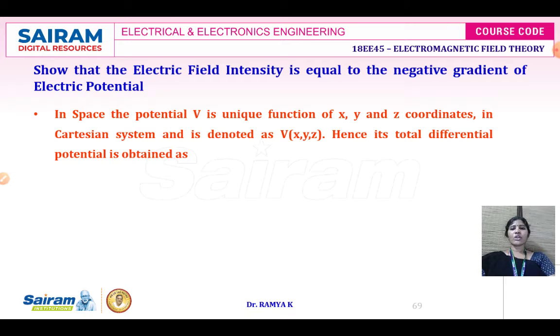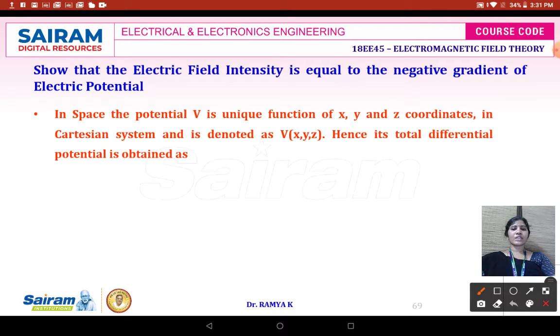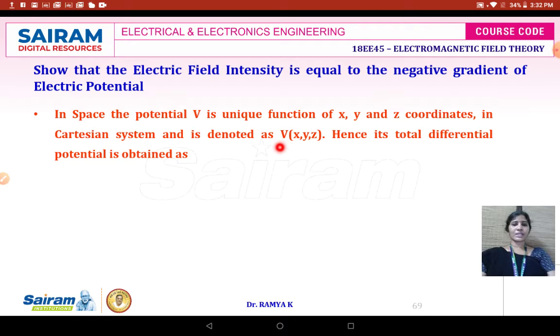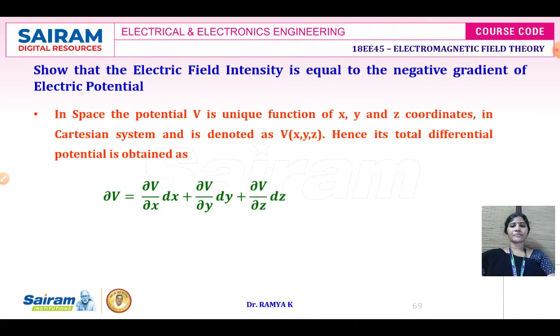of electric potential, or they will ask to derive the expression E is equal to minus gradient of electric scalar potential V. So first, in space the potential V is a unique function of x, y and z coordinates in Cartesian system, and therefore the potential V can be represented as V of x, y, z. Therefore, the total differential potential is obtained as dV equal to dou V by dou x into dx, dou V by dou y into dy plus dou V by dou z into dz.